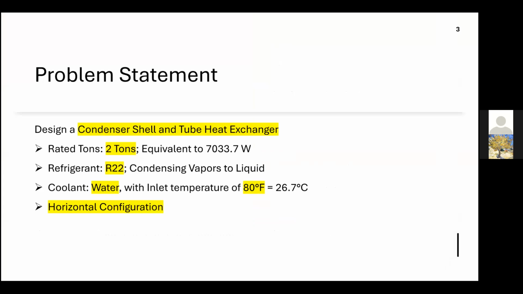We were tasked to design a condenser shell and tube heat exchanger with a rated tons of 2 tons using refrigerant R22 condensing vapors to liquid, using water as a coolant with an inlet temperature of 80 degrees Fahrenheit and in a horizontal configuration.